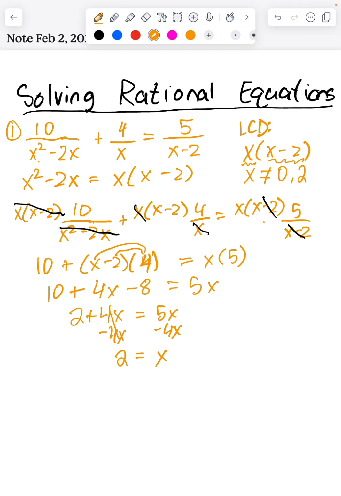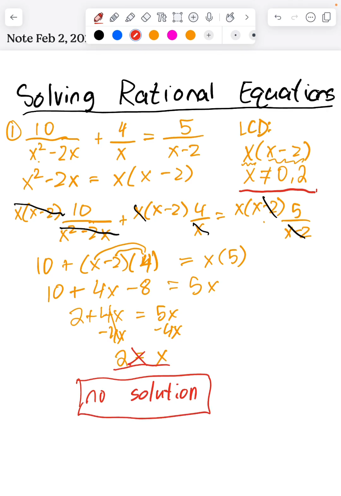So I can say 2 will work, I found the solution. But remember from back at our first or second step, we said x cannot be 2. And I get 2 equals x as my solution. That means I have to reject 2. This does not work. So we write here, no solution. And that is our answer here. We reject this.